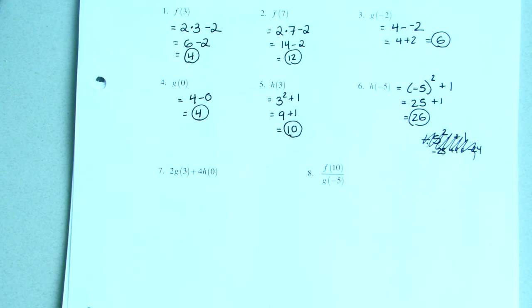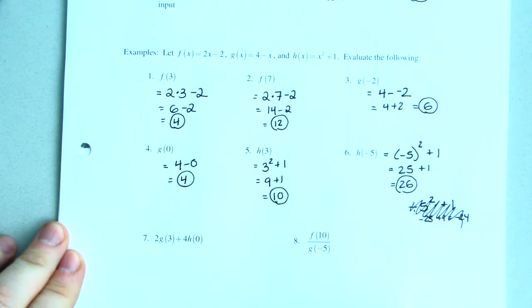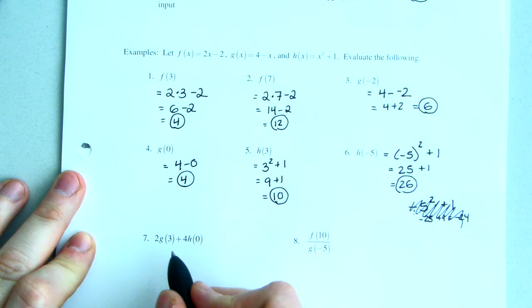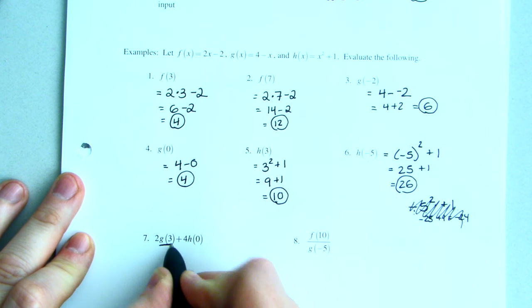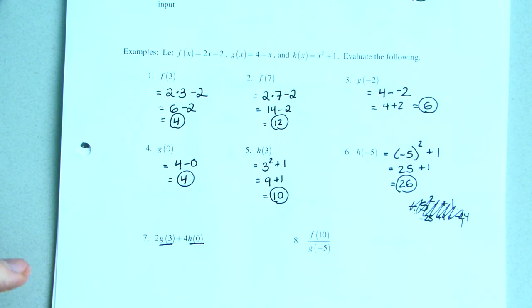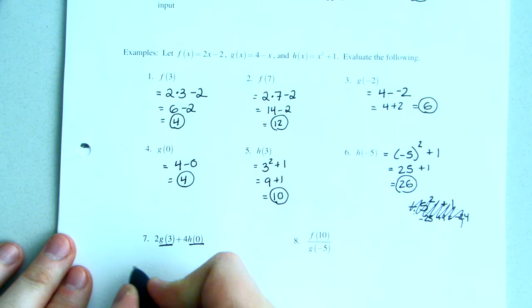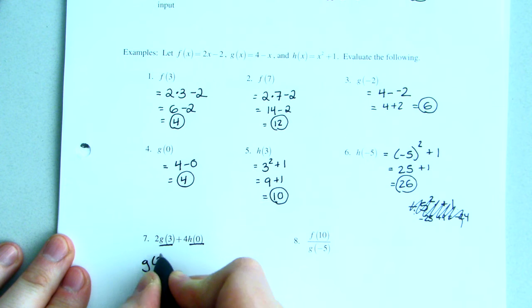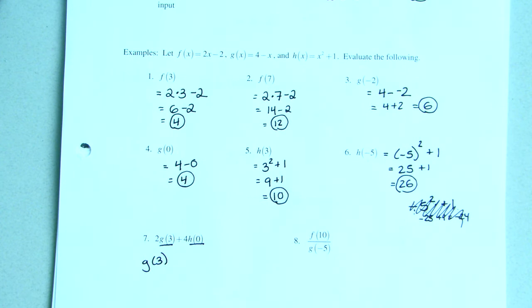Now, problems that are a little bit tougher. In number 7, we want to do 2 times g of 3 plus 4 times h of 0. And you know what? We're not going to try to do this whole problem all at once. Instead, we're going to start by just finding g of 3, and then we're going to find h of 0. Once we're done with that, we'll put everything together and try to do the entire problem. For starters, take a moment and go find g of 3.